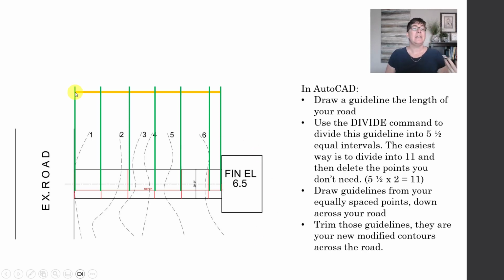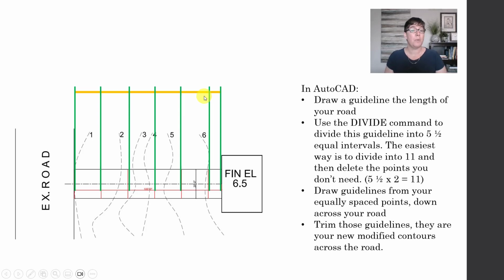You will draw a guideline the length of your road. I typically like to pull my guideline just off the drawing. It makes it a little easier for me, but you could actually draw it in here if you like. And then you're going to use the divide command to divide this into those 5.5 equal intervals. How do you divide into 5.5 equal intervals? The easiest way is to multiply that by 2. You get 11 intervals. You can divide into 11 equal intervals and then just delete the ones that you don't need.